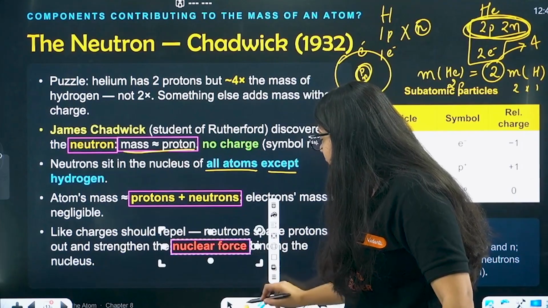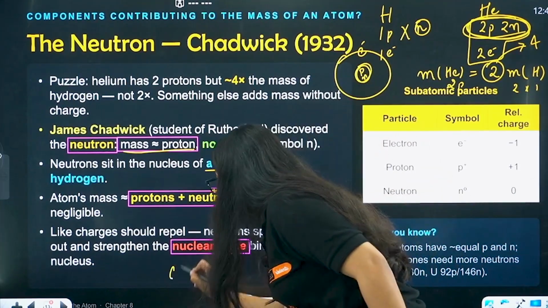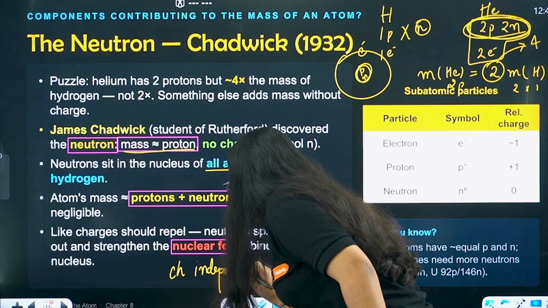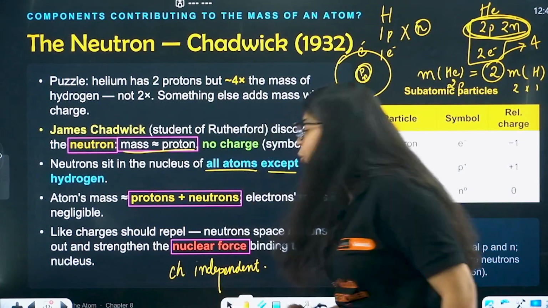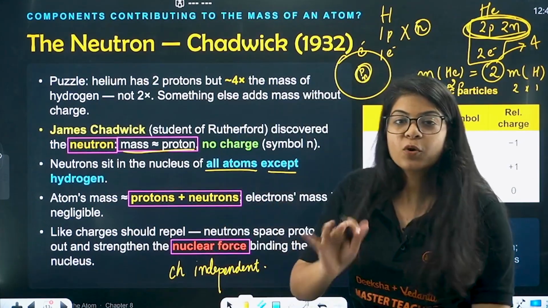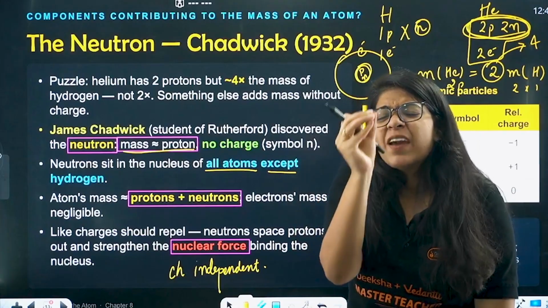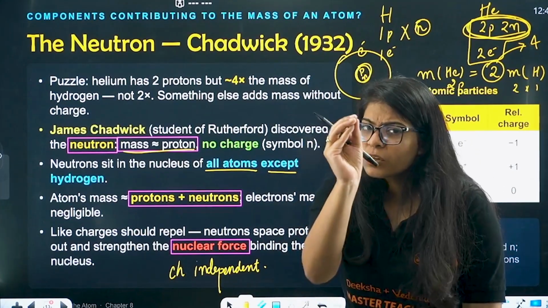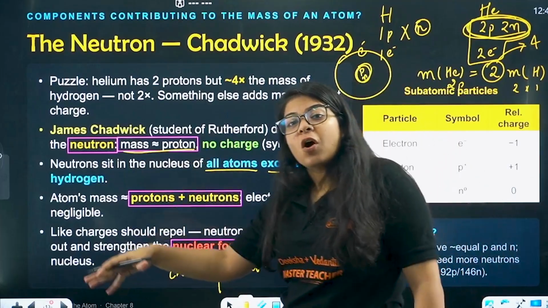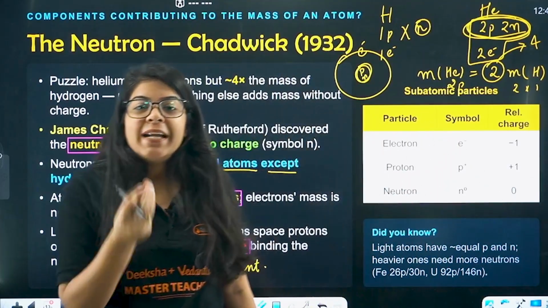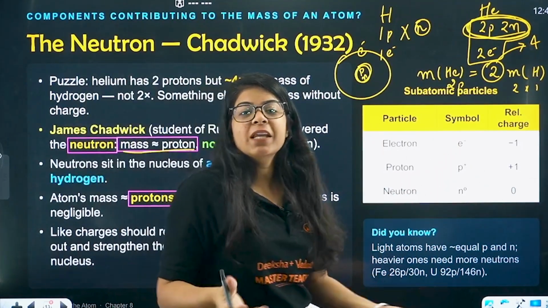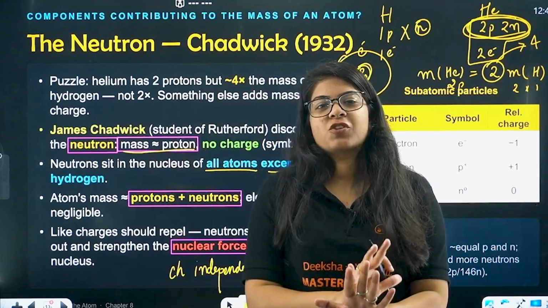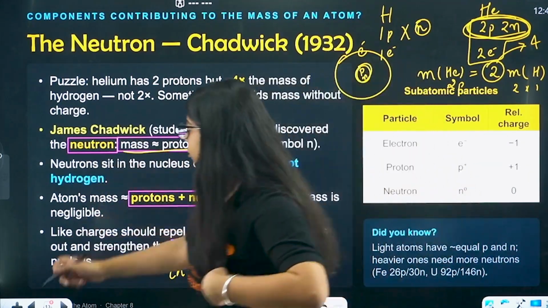Nuclear force, bacha, it is charge independent. It is charge independent. So it acts between two protons, two neutrons, neutron and proton as well, and it acts over a very small space. That is why it is called nuclear force, because the nucleus is also very small. So neutrons actually help to overcome the repulsion between two protons. Done. That is the whole atomic structure. That is the whole atomic theory, beta.